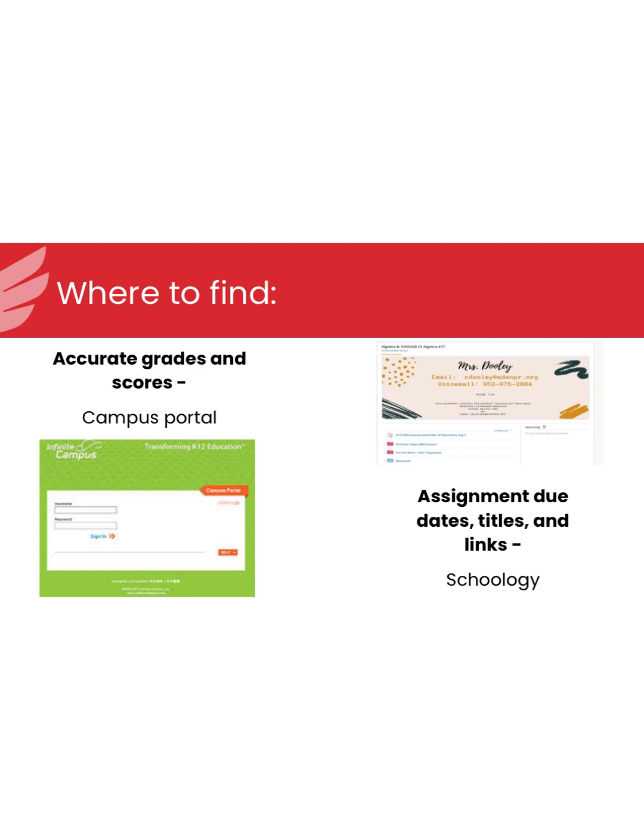So that's kind of the difference between the two. Campus is where their grade lives. That's where their attendance is. You'll get notifications weekly from Campus if they have any missing assignments. But then Schoology, they have the access to everything there.